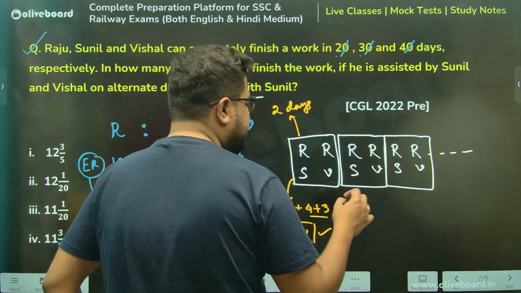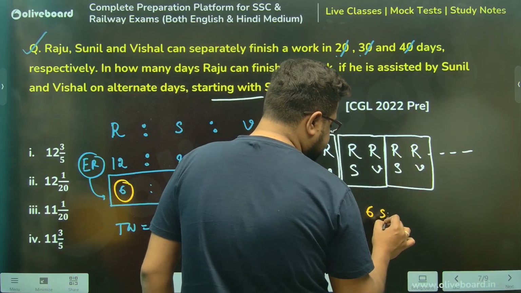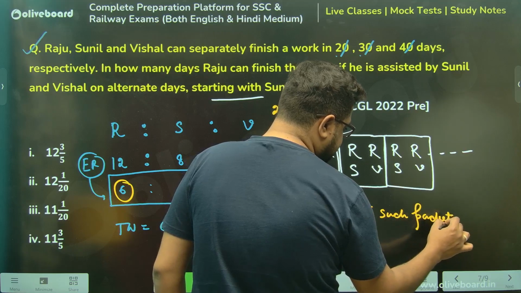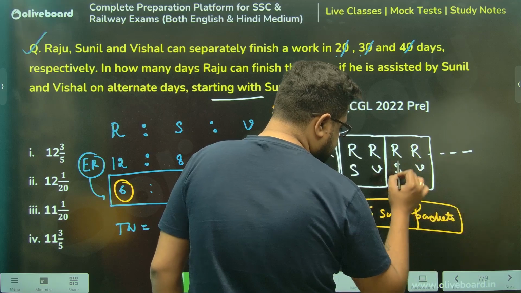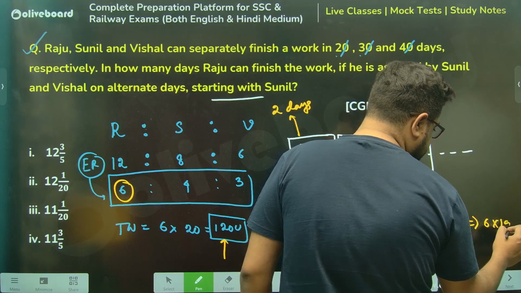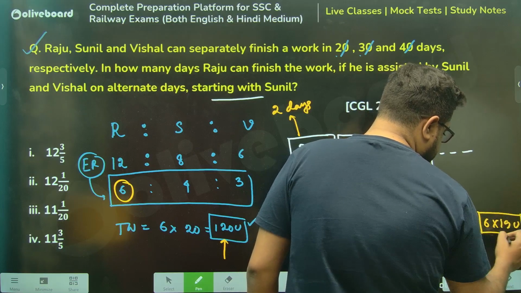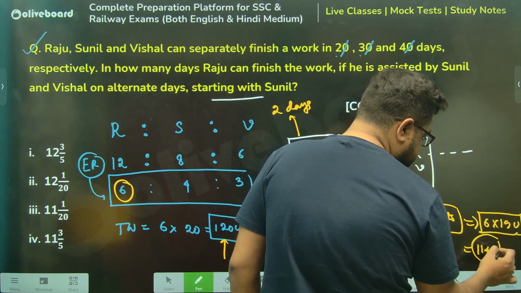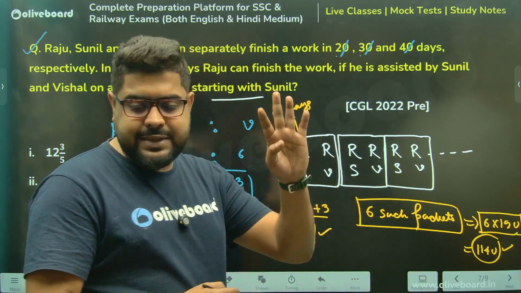How many packets will I take? I'll take six such packets. So that implies how much? 6 into 19 units. So that is 114 units done. So remaining is 6 units.